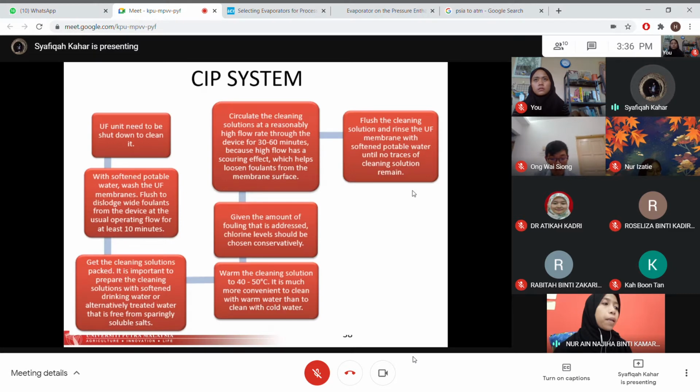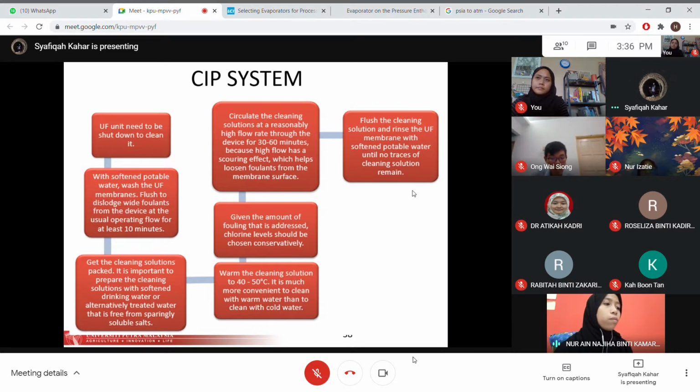Next is the CIP system. Okay, first the UF unit needs to be cleaned. It needs to be shut down to clean it. Okay, and then we use softened potable water to wash the UF membranes, and then flush the dislodged pollutants from the device at the usual operating flow for at least 10 minutes, and then get the cleaning solutions back.